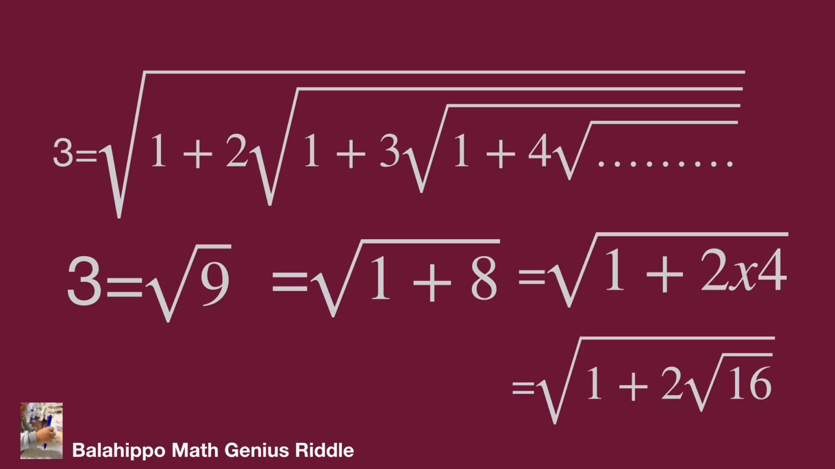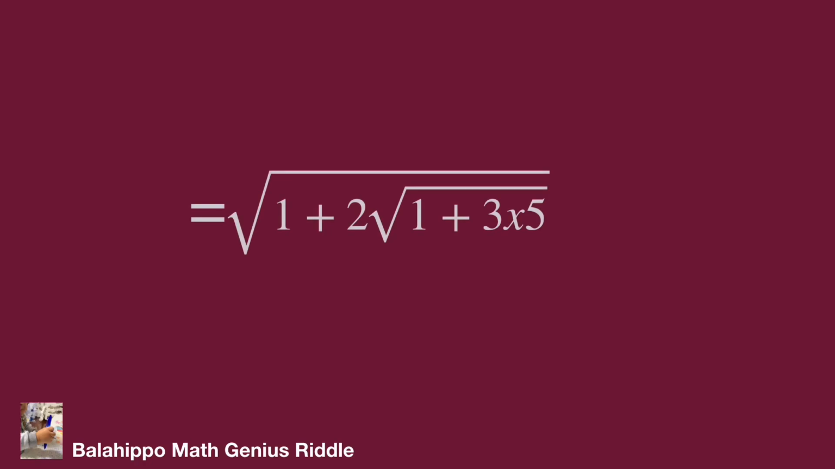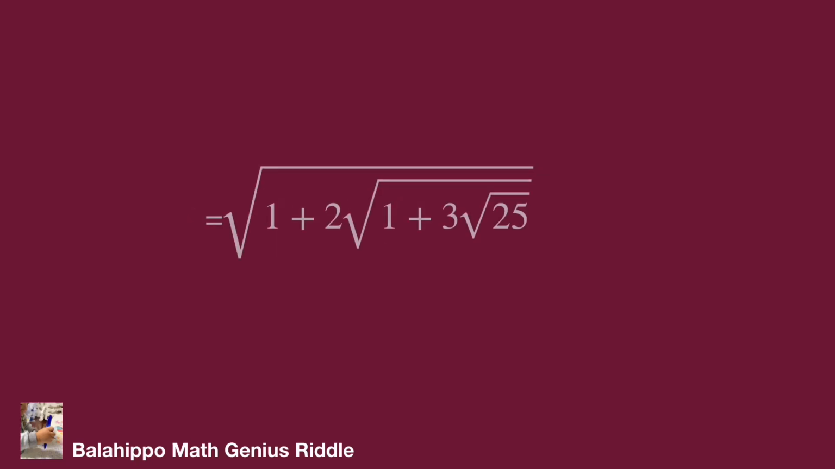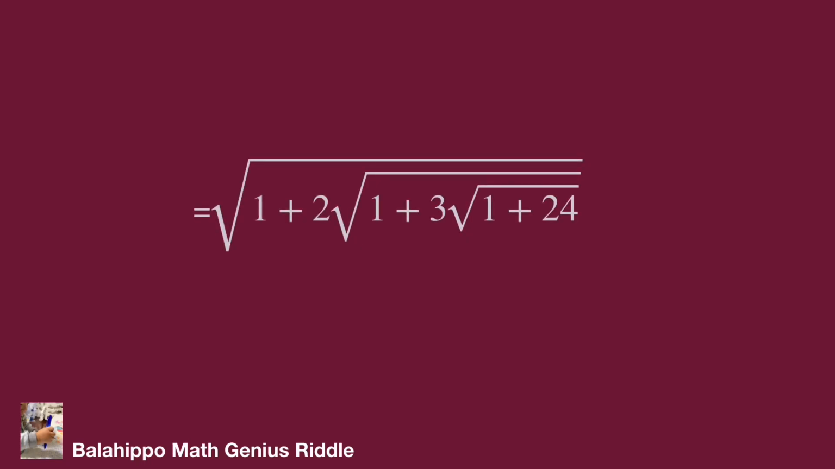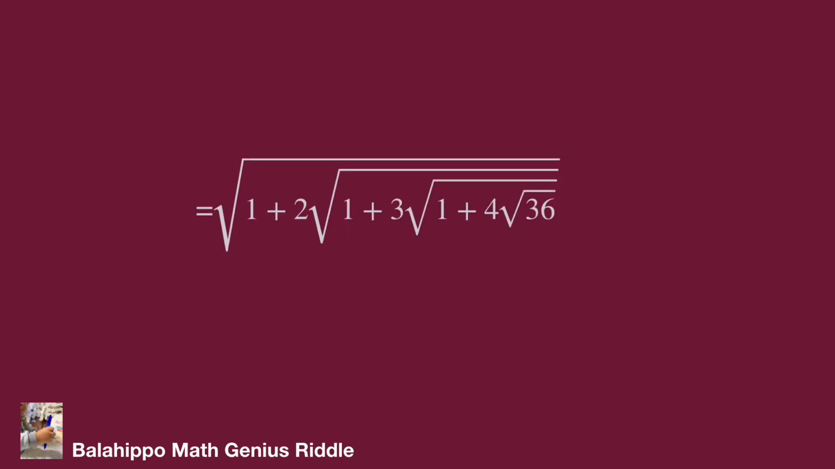Continue to process from the number 16. Equal to 1 plus 15. 15 should be equal to 3 times a square root, meaning equal to 3 times 5. Then 3 times 5 equals 3 times the square root of 25. Next, 25 equals 1 plus 24. 24 equals 4 times 6. 4 times 6 equals 4 times the square root of 36.